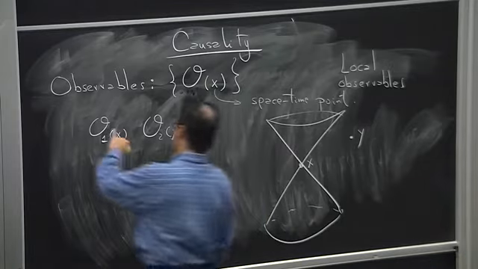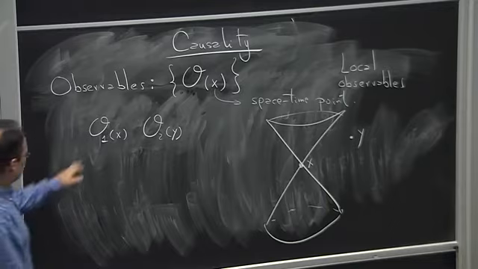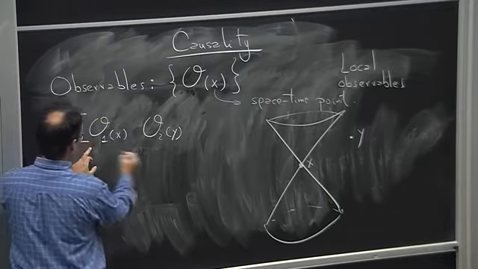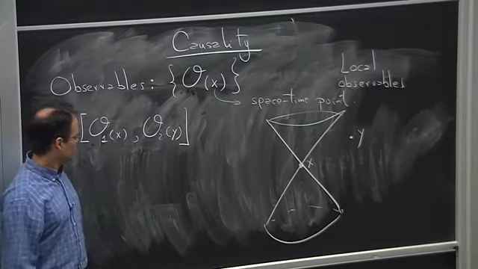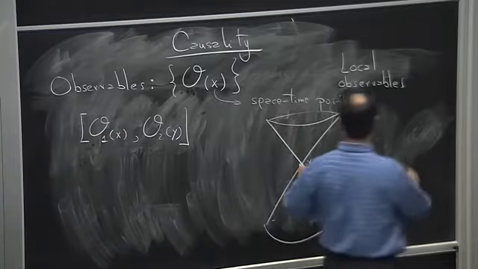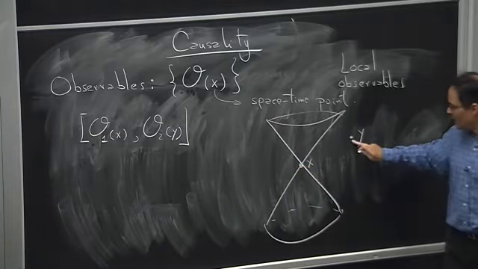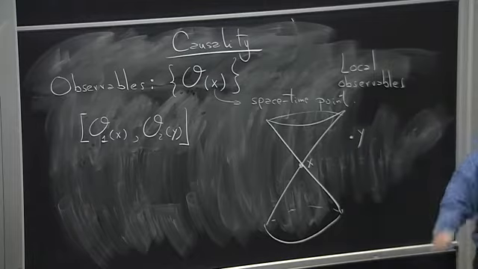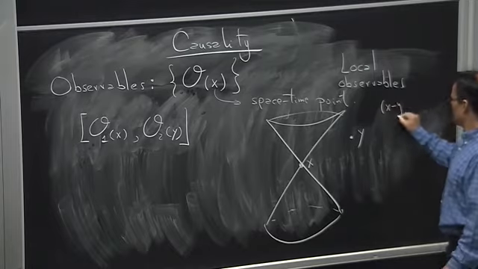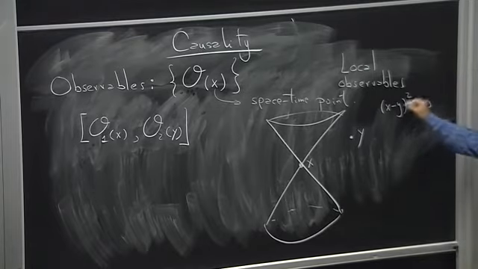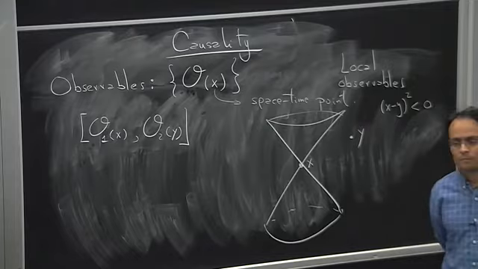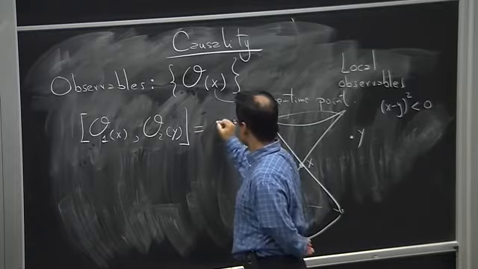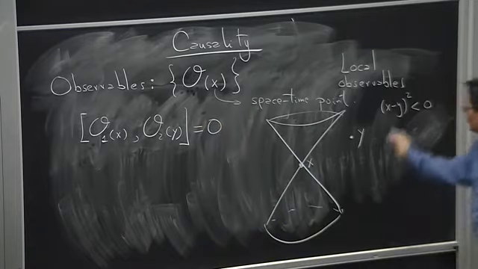Now, if for any reason these two operators, when we compute their commutator, and X and Y are space-like separated, in our metric, this means that X minus Y squared is less than 0. So what should the requirement be? That this should be 0. Every time this is true.